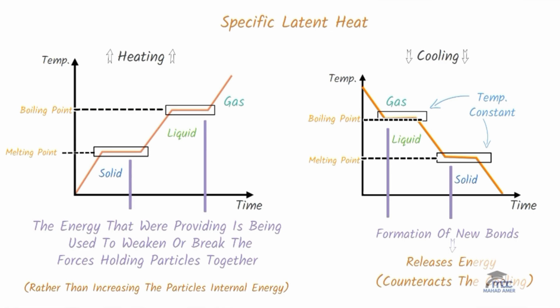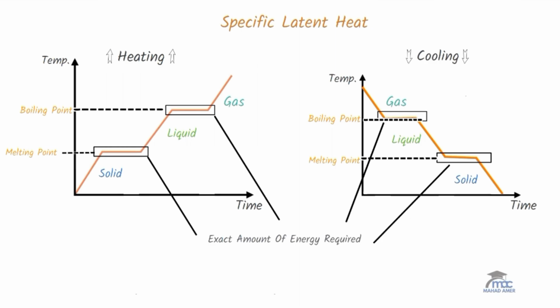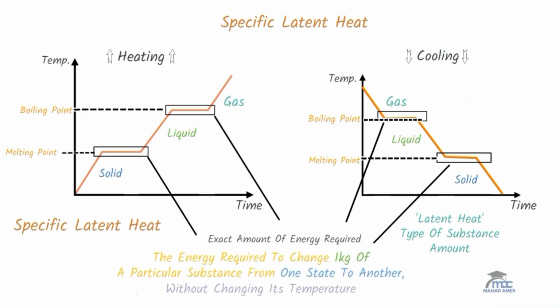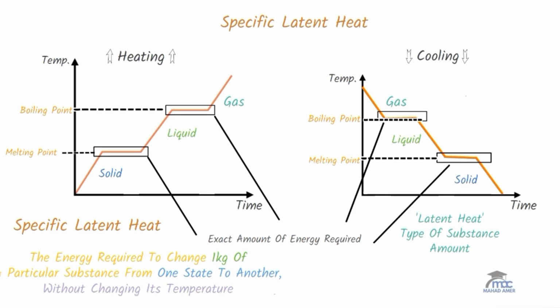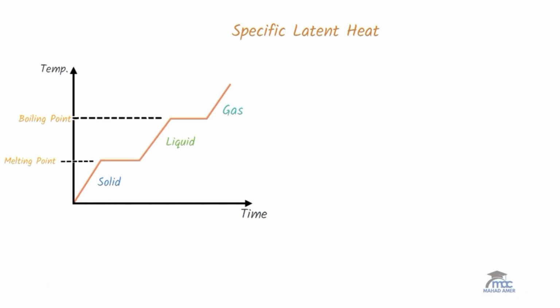Now, the exact amount of energy that is required to change the state of a substance while the temperature remains the same is called the latent heat. The standardized word for it is specific latent heat. It is defined as the energy required to change the state of 1 kilogram of a substance without changing its temperature. And it depends upon two things: the type of substance and the amount of substance used.